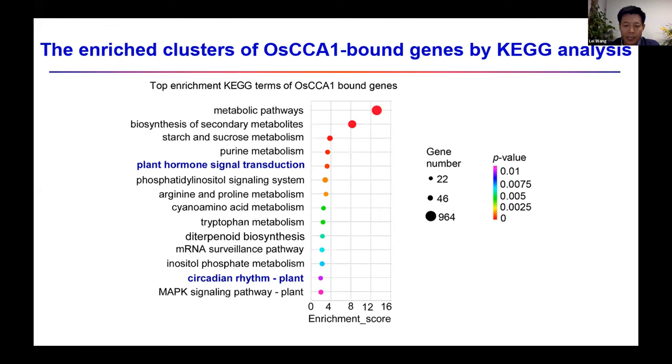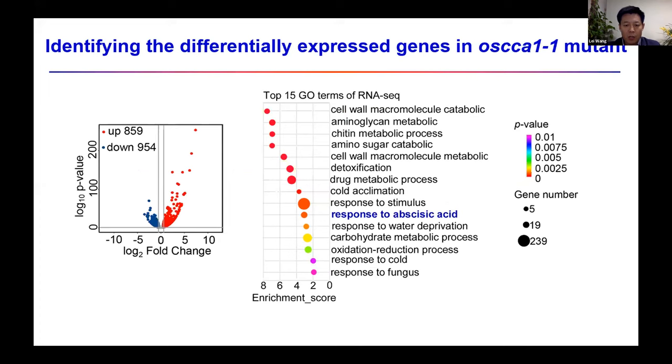Next, as you know, if we want to identify the direct transcription targets, we also need to know which genes were differentially expressed in the OsCCA1 mutants. Thus, we performed RNA sequencing in the presence of salt stress. Overall, over 800 genes were upregulated in the OsCCA1 mutant, and about 900 were downregulated. Among those DEGs, one cluster, response to ABA signaling, was enriched in the gene ontology analysis. This suggests OsCCA1 is probably involved in ABA signaling.